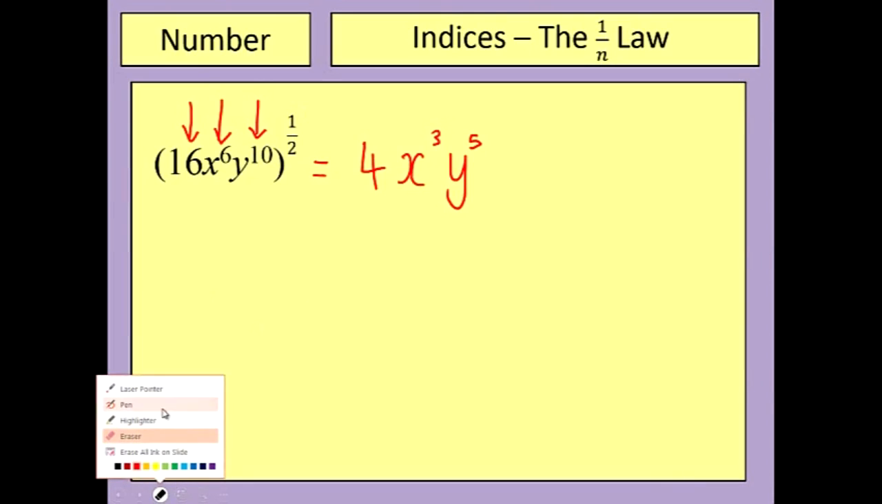One thing to watch out for is that some people half this number 16 here and get 8. But you must remember you're doing the square root of all of these things. It just so happens that to square root something like x to the 6, you just half the power, and the same for y to the 10, you half the power. But square rooting 16 is not 8, it's 4, because 4 times 4 is 16.